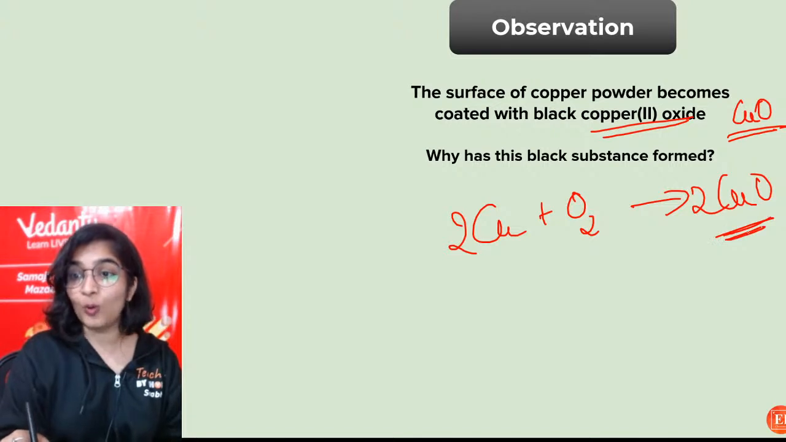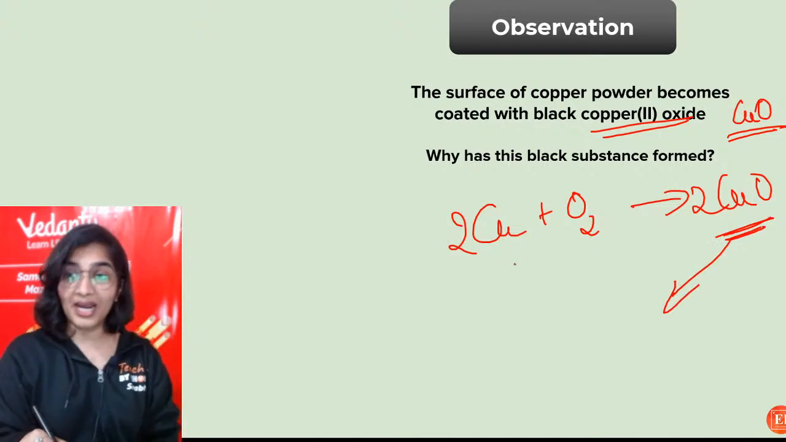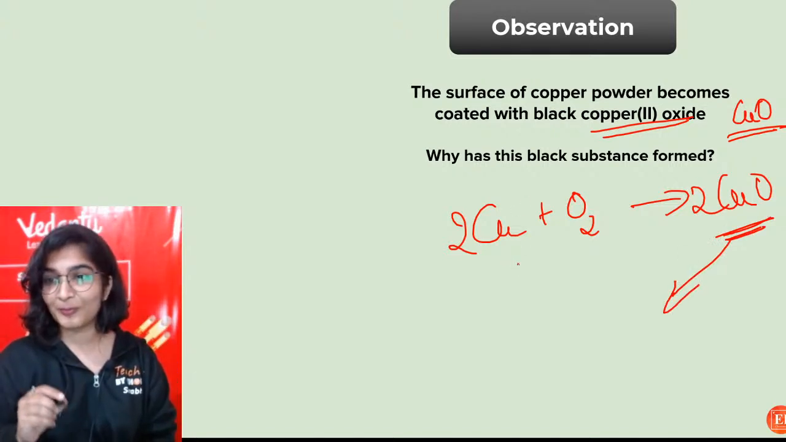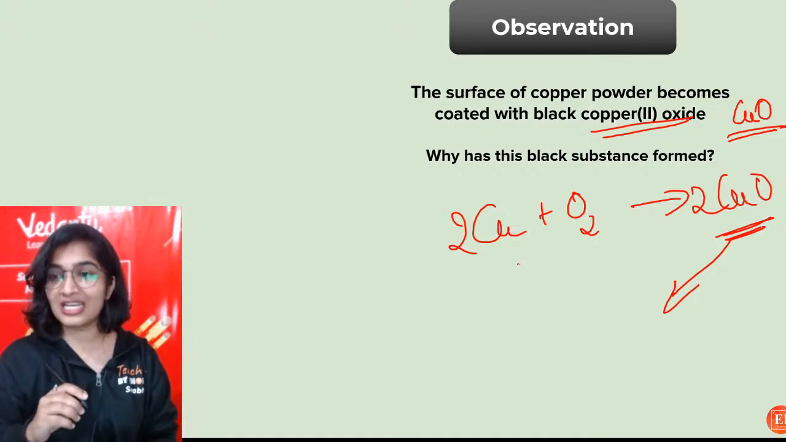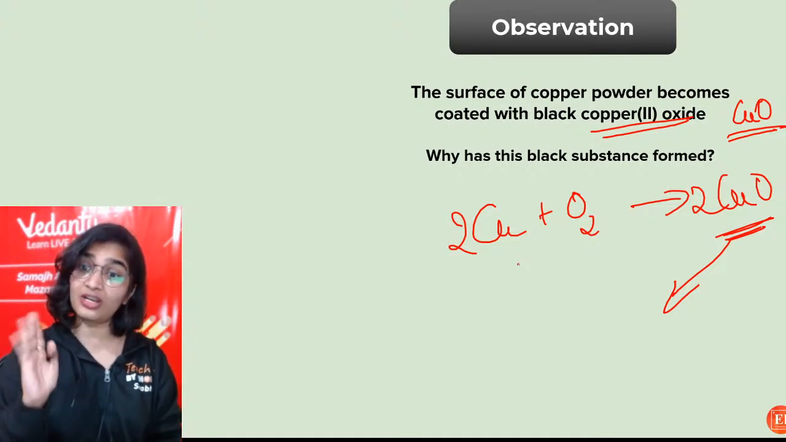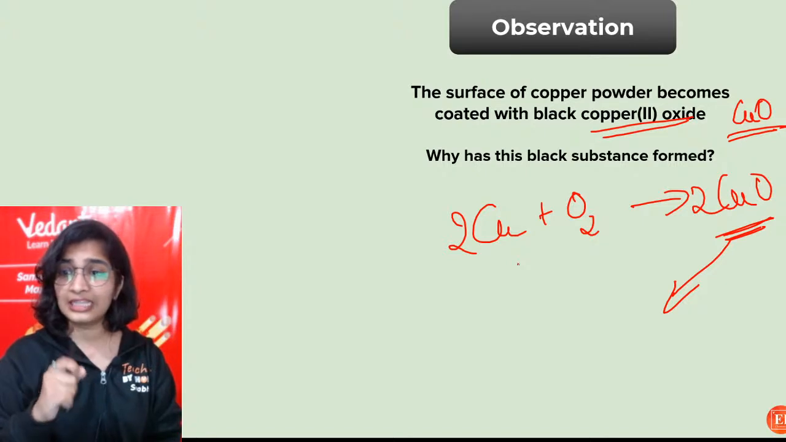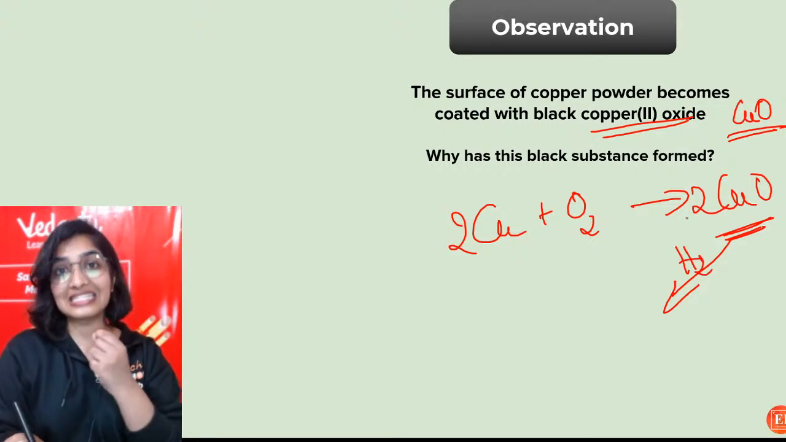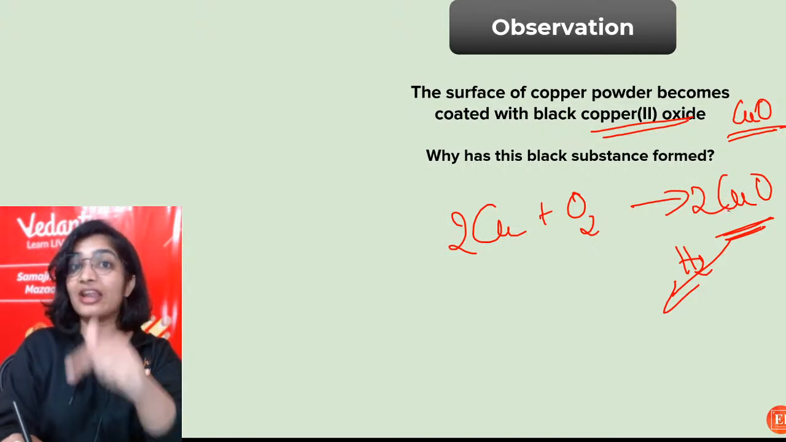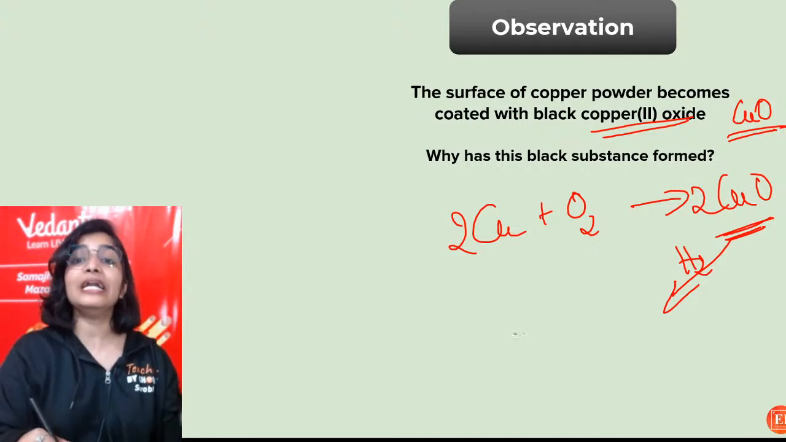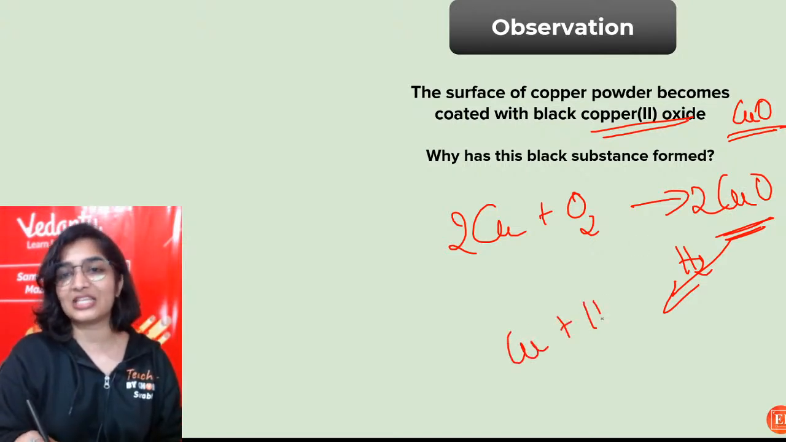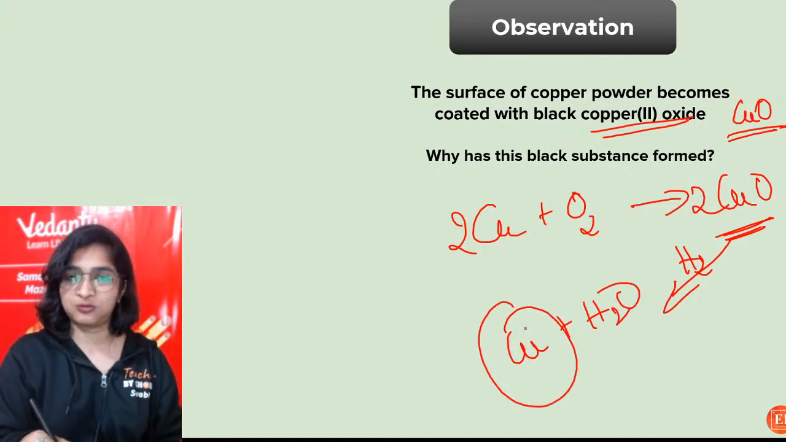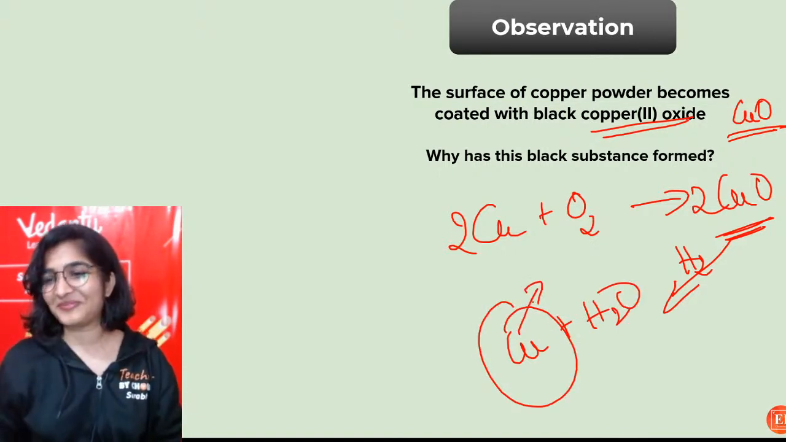So there is CuO. I want back my copper. What to do? Should I use an oxidizing agent or a reducing agent? Think. Yes. So hydrogen here, which is acting as a reducing agent, reduces copper oxide to copper. Cu plus H2O will be formed. Oof, Anshu is saved.